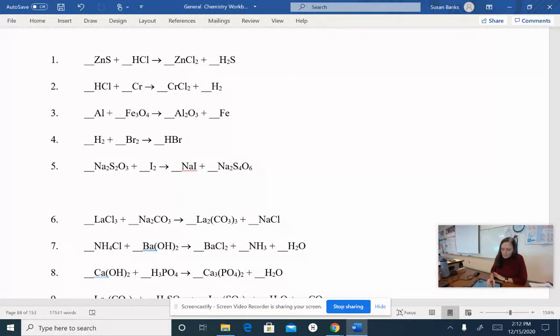So let's look at zinc. 1 zinc, 1 zinc. We're okay. 1 sulfur, 1 sulfur. We're okay. 1 hydrogen, 2 hydrogens. So I need to double this up. 2 times 1 gives me 2 chlorines, and I've got 2 chlorines. So we're good. All I had to do is put a 2 right here in front of the hydrochloric acid.